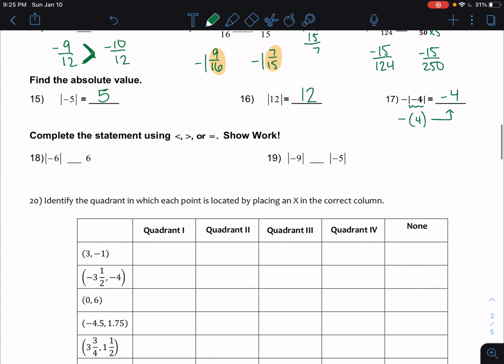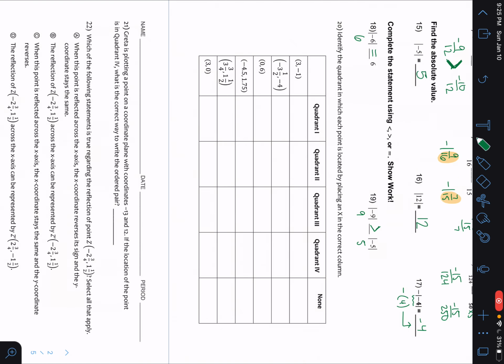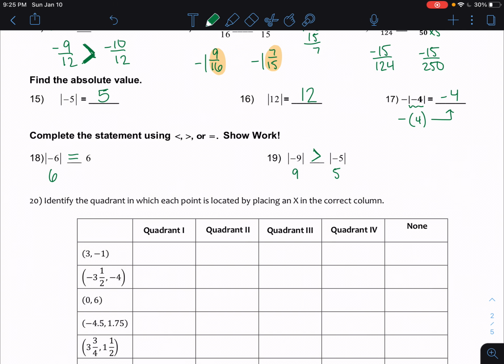18 and 19, we're going to find absolute value first and then compare. So the absolute value of -6 is +6, and 6 is equal to 6. The absolute value of -9 is +9. The absolute value of -5 is +5. And 9 is greater than 5. So to write the statement correctly, we're going to have the absolute value of -9 is greater than the absolute value of -5.